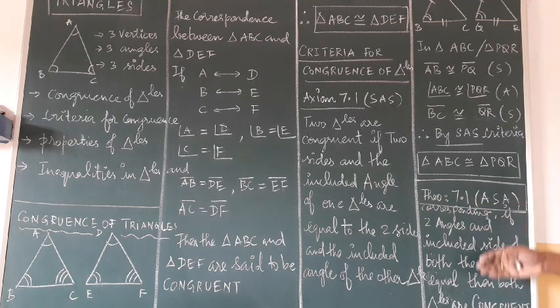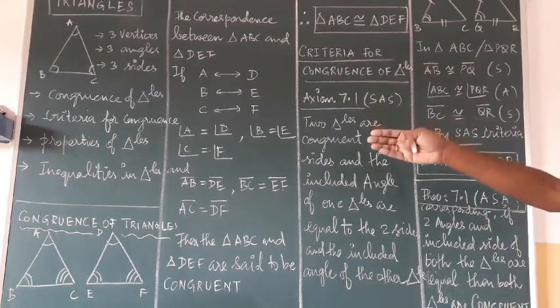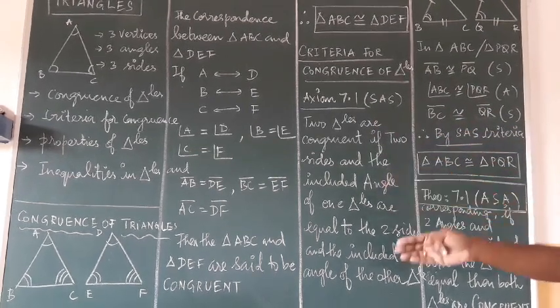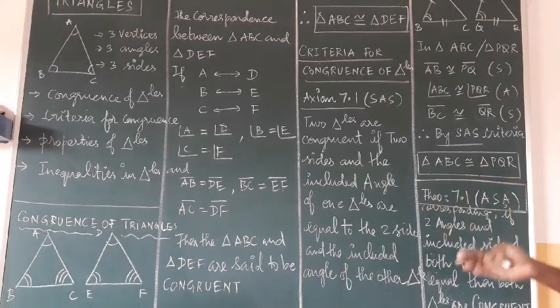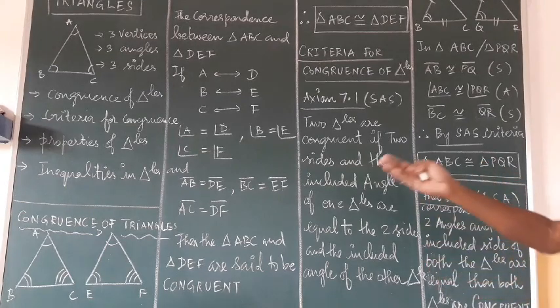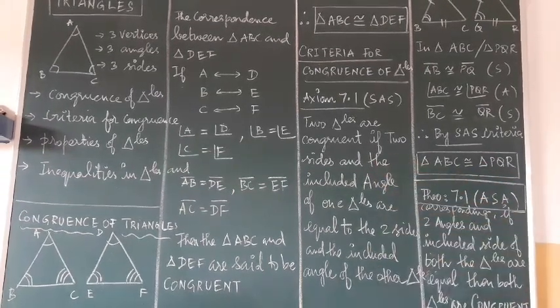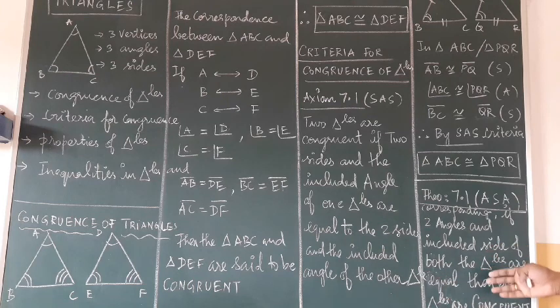Okay. From this we will continue in the next class. Up to this we will stop today. So in the triangle chapter, we will see what a triangle is, what the congruency of triangles is, what the criteria for the congruency of triangles are, and the properties of triangles and inequalities in triangles. Up to this we will stop today. Okay. Thank you.